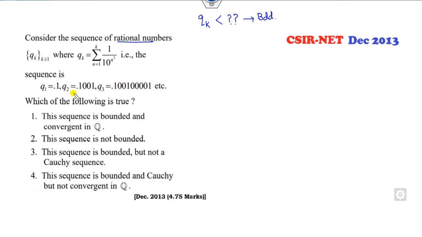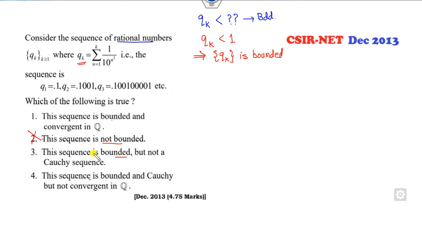Fine. Now look at that. If you look at this, 0.1, 0.101, clearly this number is less than 1. So what does it mean? The sequence xk is bounded, because whatever the value of k, it is always less than 1. So it is bounded. So the option saying it is not bounded is cancelled. The sequence is bounded.